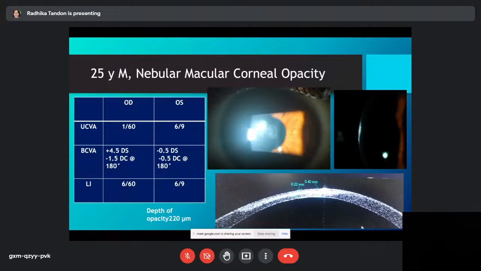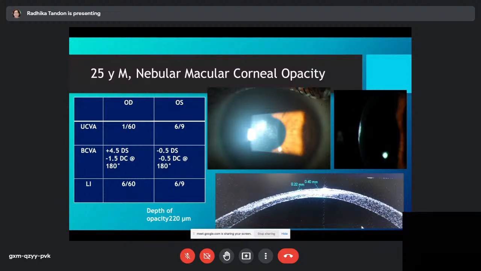The depth of the opacity was 220 microns, and usually when we do a superficial anterior lamellar keratoplasty, we like the depth to be less than 200. So here you have to decide whether one is going to take the possibility that you have a little deeper opacity left behind, and whether to go for a semi-automated or whether one goes straight away for a manual dissection. So these are the discussions that one would have with your colleagues, your assistants, as well as the patient. So you look at the refractive error of the patient.